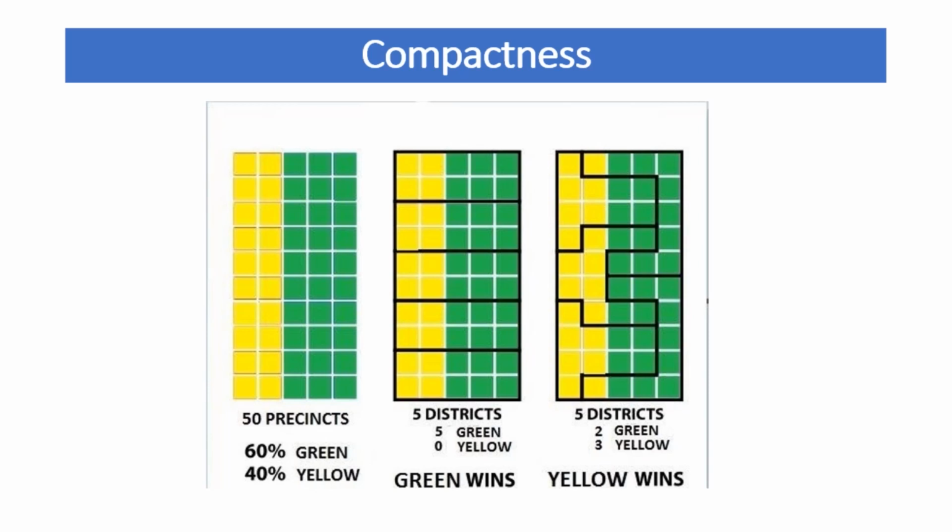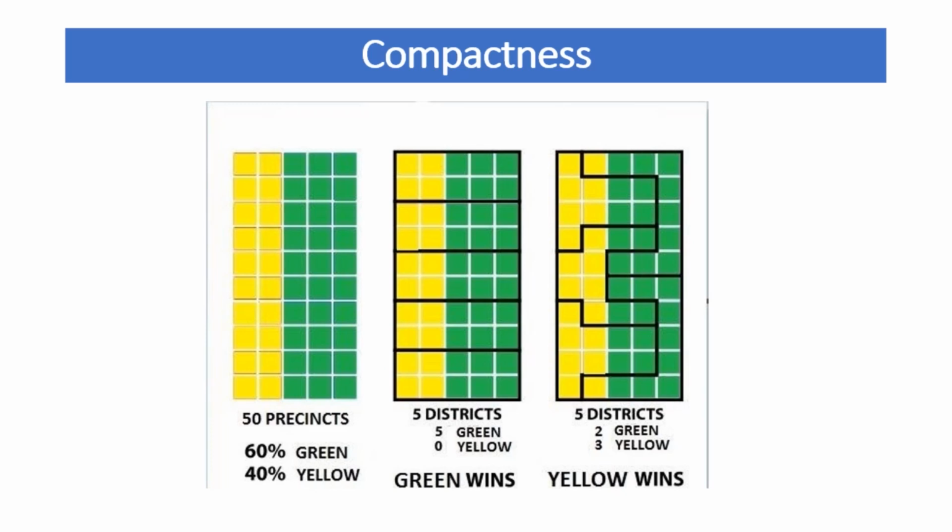Compactness is the most commonly referred to factor in gerrymandering. The example in the middle is perfectly compact and yet still does not represent drawing district lines to reflect the will of the voters. The middle example produces 5 green districts and 0 yellow districts, even though 40% of the population prefers yellow. It's also possible to draw very non-compact lines, which would create 3 yellow districts, a majority yellow, even though it's a minority of the population.